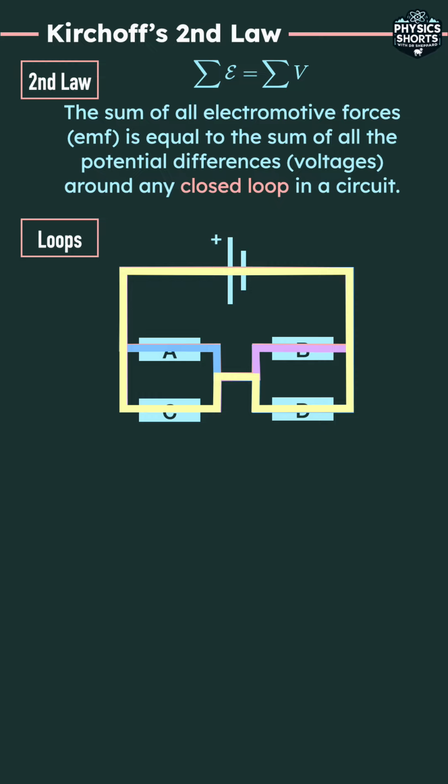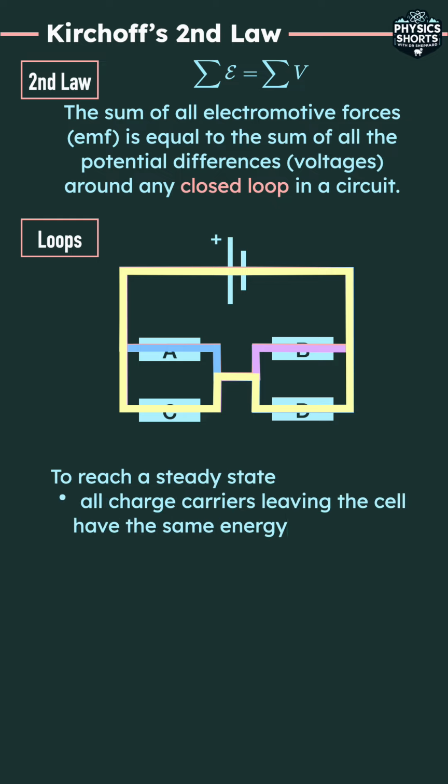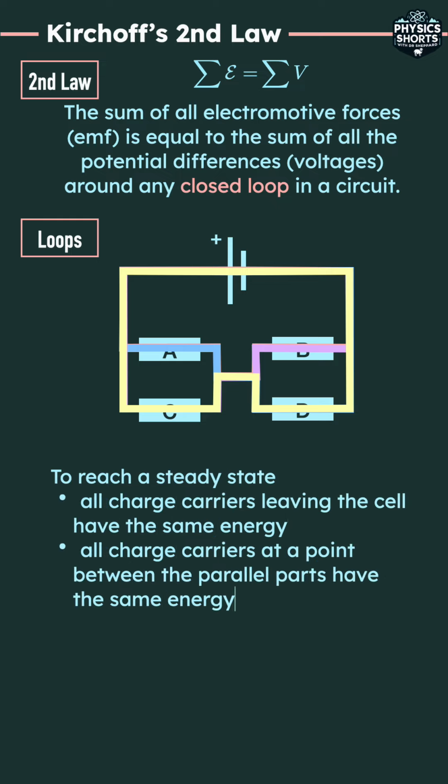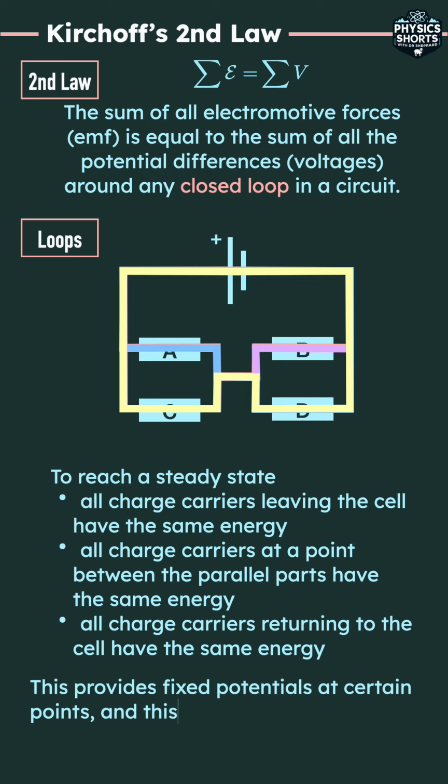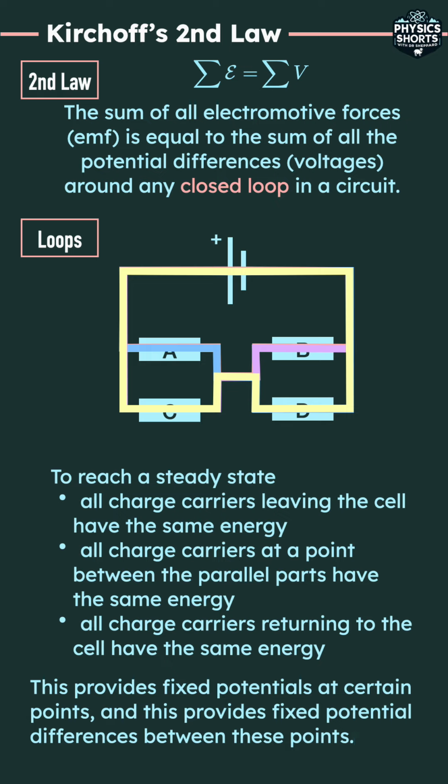Now, circuit components are designed so the circuit reaches a steady state, which means that all charge carriers leaving the cell have the same energy, all charge carriers at a point between the parallel parts have the same energy, and all charge carriers returning to the cell have the same energy. This provides fixed potentials at certain points, and this provides fixed potential differences between these points.